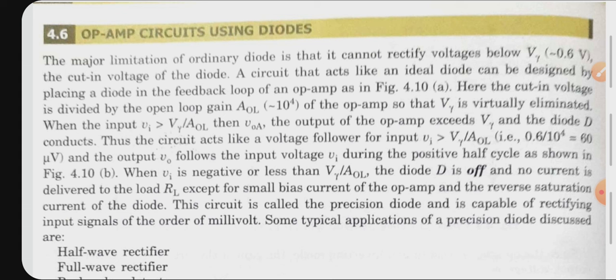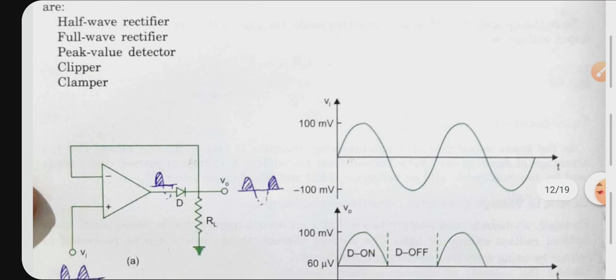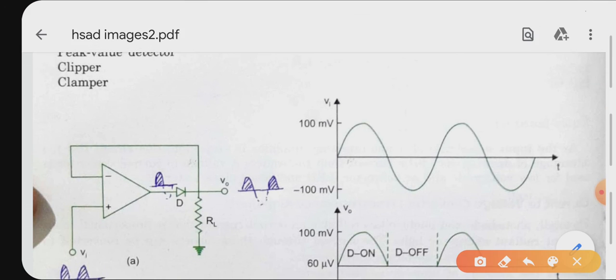So accuracy of rectification increases. That's why these op-amp circuits using the diodes and op-amp, we can configure half wave and full wave rectifiers. These are called as precision rectifiers. Okay, so let us see. First of all, half wave rectifier using op-amp and diode. Half wave rectifier, this is the circuit diagram.